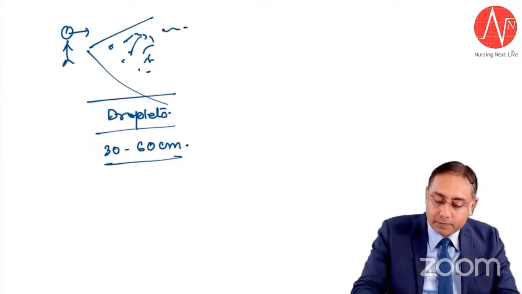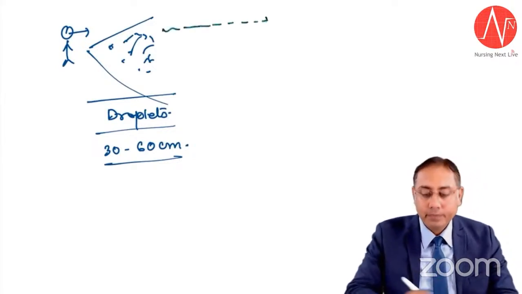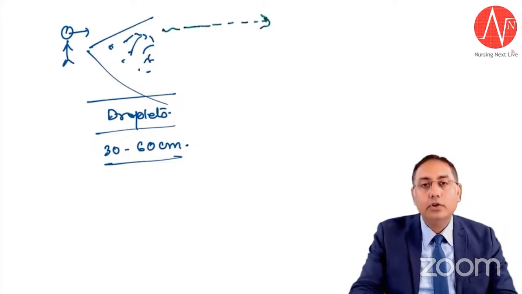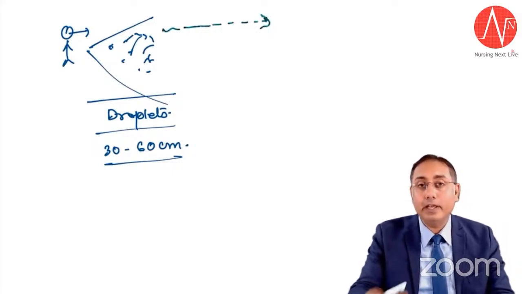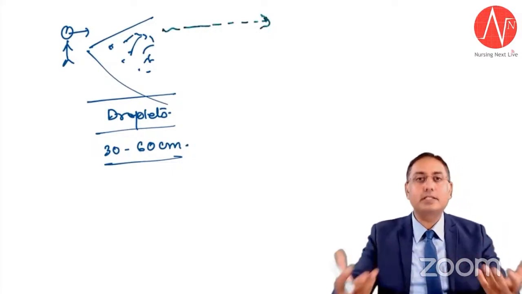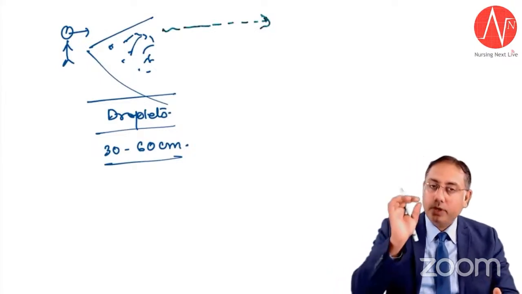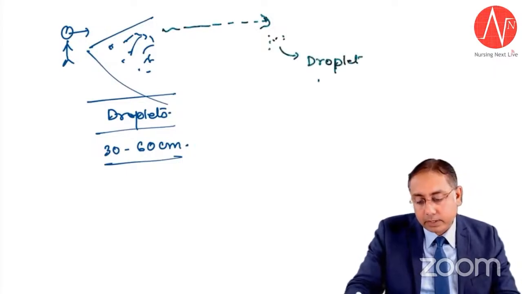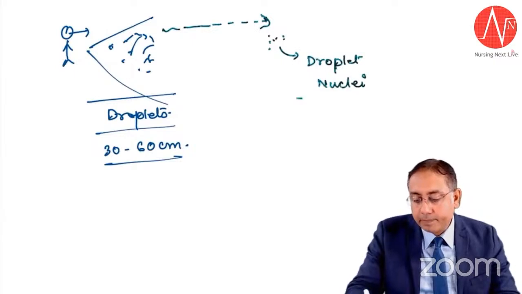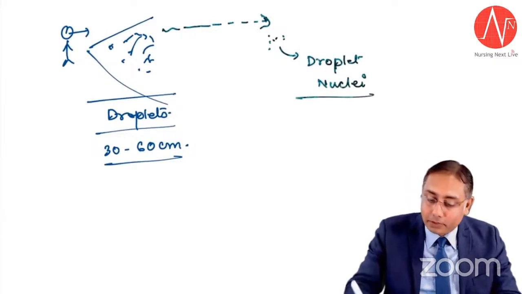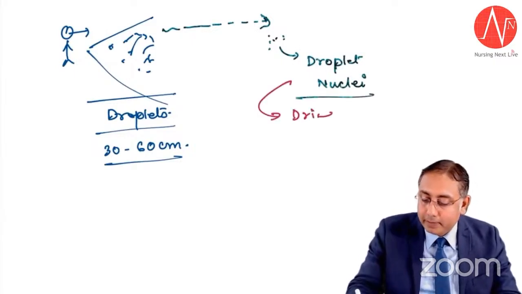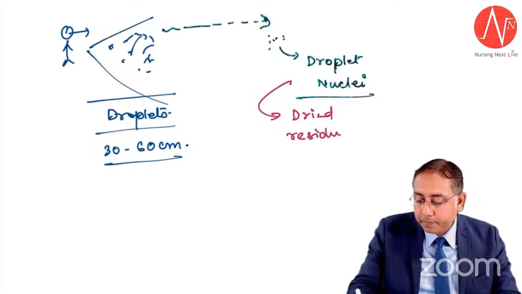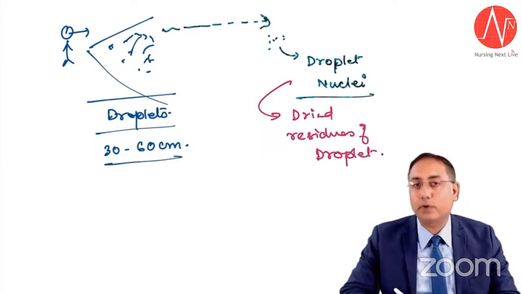Don't you think there will be some smaller droplets which can fly in the air, and they can travel a lot of distance depending on the air velocity, the humidity, and different factors. These smaller droplets are called droplet nuclei. Very important. MCQ: what are droplet nuclei? Droplet nuclei are the dried residues of droplets.